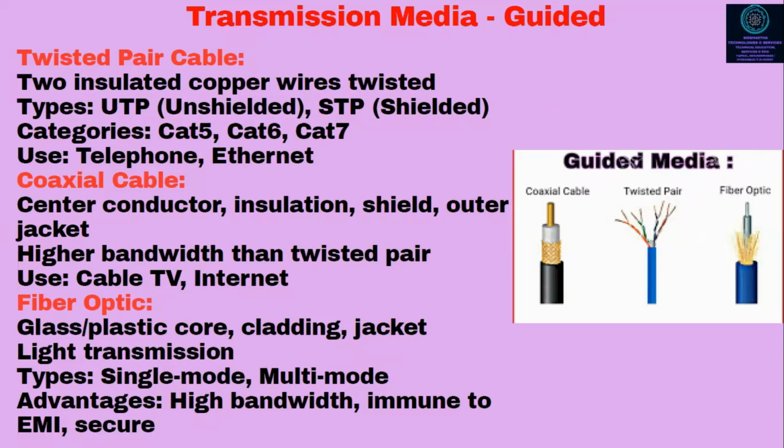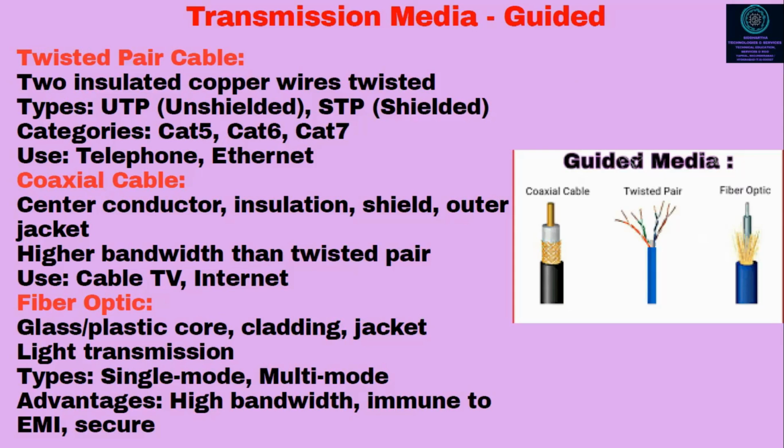There are two types of transmission media: one is guided and one is unguided. So let's start with the guided media. Twisted pair cables are a medium where you have physical wires through which the signals can be sent. We call it a guided media. A twisted pair cable is two insulated copper wires twisted around each other, bundled together.